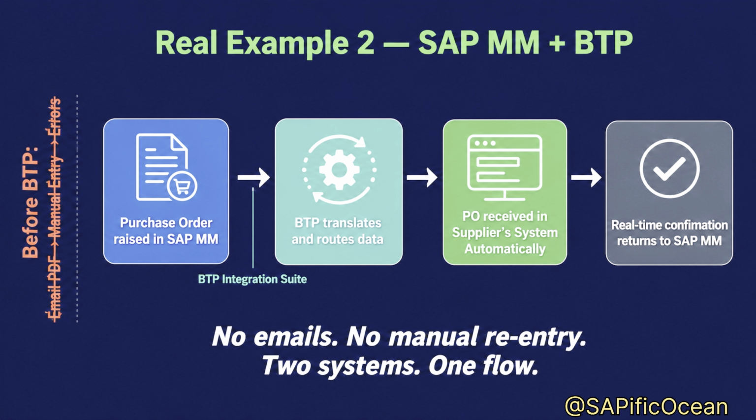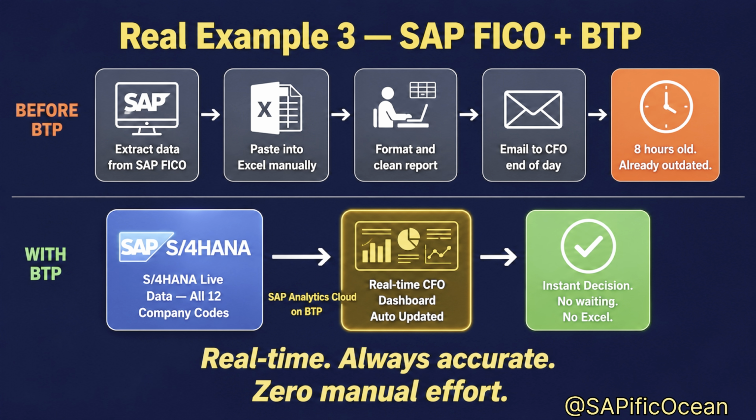Example 3, SAP FICO and BTP. A CFO needs a consolidated profit and loss report across 12 company codes. Traditional approach: finance team extracts data from SAP, pastes into Excel, formats the report, emails it by end of day. Already 8 hours old by the time it lands. With SAP Analytics Cloud on BTP, the CFO opens a live dashboard. All 12 company codes, real-time numbers, drill-down capability, updated every minute. No Excel, no emails, no waiting.